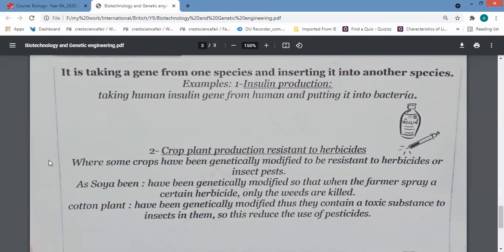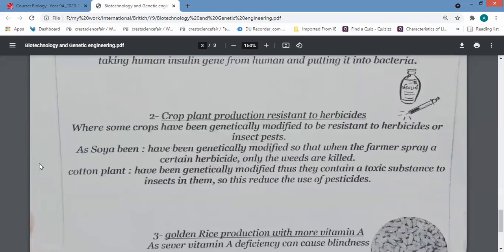And we can use genetic engineering to control the growing of crop plants. Some plants are affected by herbicides and chemical pesticides. So some crops have been genetically modified to resist these herbicides or insect pests.